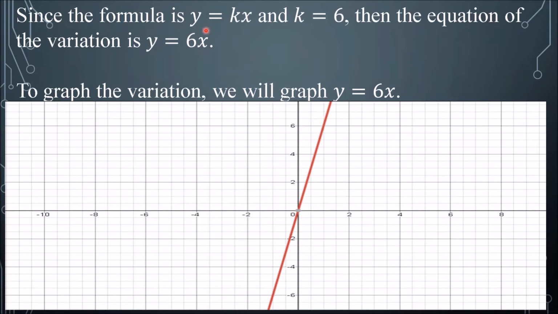Since the formula is y is equal to kx and k is equal to 6, then plugging in 6, the equation now of the variation is y is equal to 6x. Now to graph the variation, we will graph y is equal to 6x. As a result, you have this.